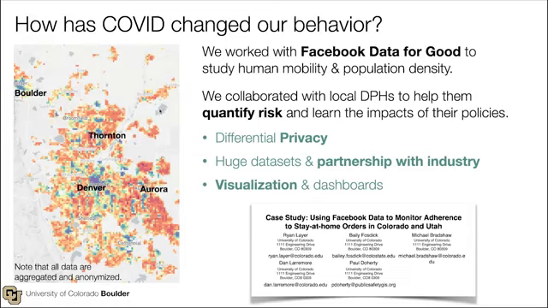And so, of course, this is a project that brings together these ideas of differential privacy, where by adding a little bit of noise and by aggregating individuals across tiles, we make sure that we can never actually see any individual person and track them through. And this is another example of just an enormous data set and a partnership with industry, and the importance of creating easy to understand visualizations and clear dashboards for departments of public health and policymakers. So if you're interested in learning more about this study, this was published as a workshop paper, and it's called Case Study, Using Facebook Data to Monitor Adherence to Stay-at-Home Orders in Colorado and Utah.